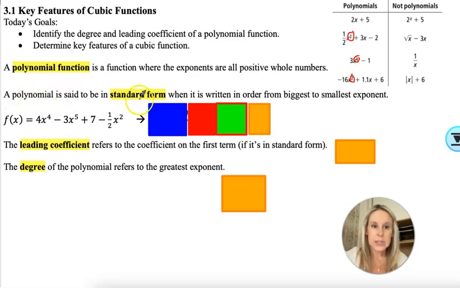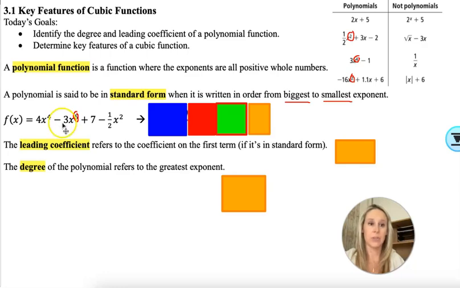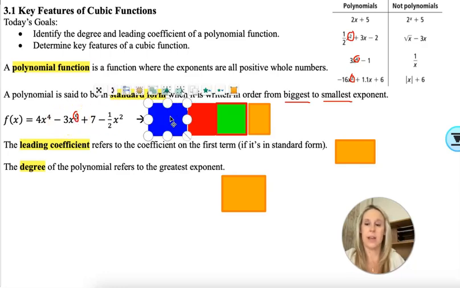So a polynomial is said to be in standard form when it is written in order from the biggest exponent to the smallest exponent. So in this following polynomial, I've got 4x to the fourth minus 3x to the fifth plus 7 minus 1/2 x squared. And I need to put it in order or in standard form. So you're going to look at the exponent. The highest exponent is a 5. So that would be a negative 3x to the fifth. And that's going to go first.